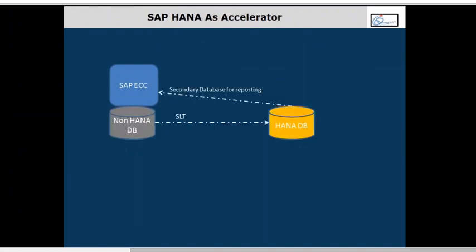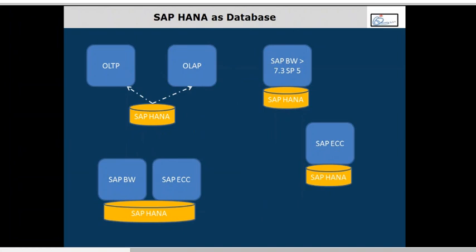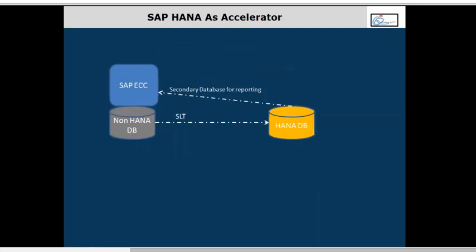And can I also use a mixed approach? Say if it is BW, from BW 7.3 SP5, it supports having HANA as the backend database. And can we also have ECC on HANA? Yes, that is available, but the future would be this: you'll have multiple SAP applications sitting on a single HANA platform. Right now it's not. At least it has to be a different instance.